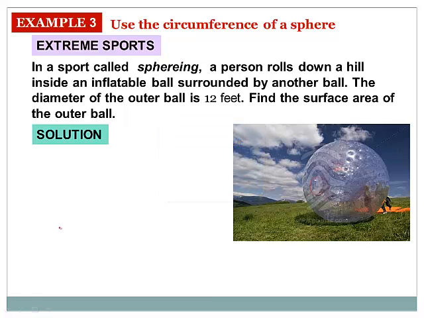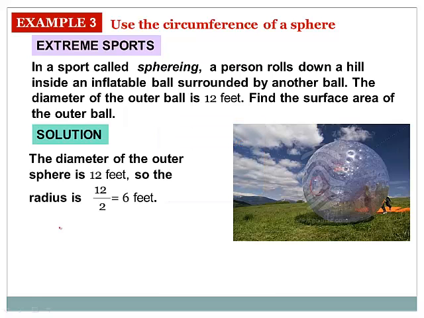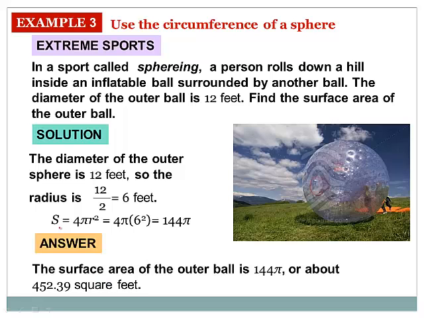Okay, so here's your solution. We know that the diameter of the outer sphere is 12 feet. So what you do is you divide that by 2 to get the radius. Then you just plug it into your formula, 4 pi r squared. Your r is 6, so you plug it in, you get 144 pi. And again, depending on if you use the pi button or the 3.14, if you use 3.14 times the 144, you get 452.16.